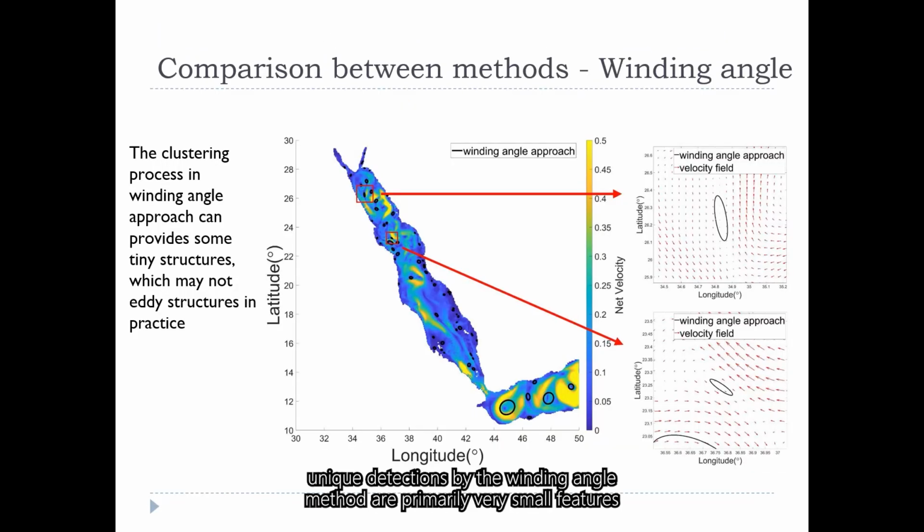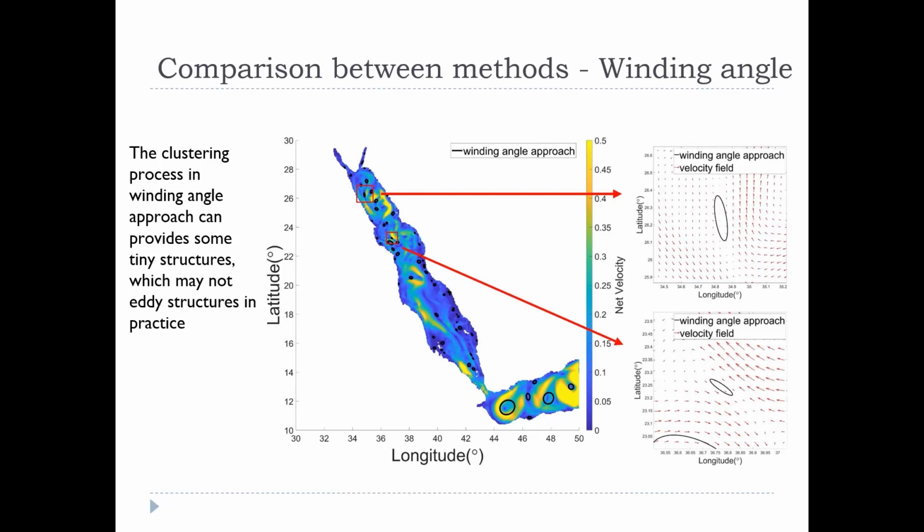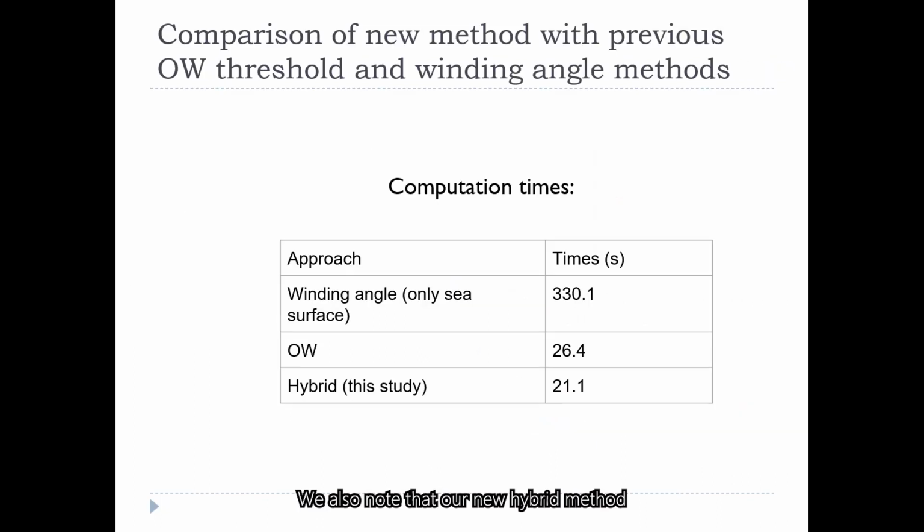The large number of unique detections by the winding angle method are primarily very small features with radii of less than 5 grid cells. The winding angle approach uses an unsupervised clustering algorithm to detect the boundary of the eddy. This can detect a closed streamline in a very small region, but inspection of such features often suggests they result from turbulence between two streams or fronts rather than being true eddies. We also note that our new hybrid method is computationally inexpensive.